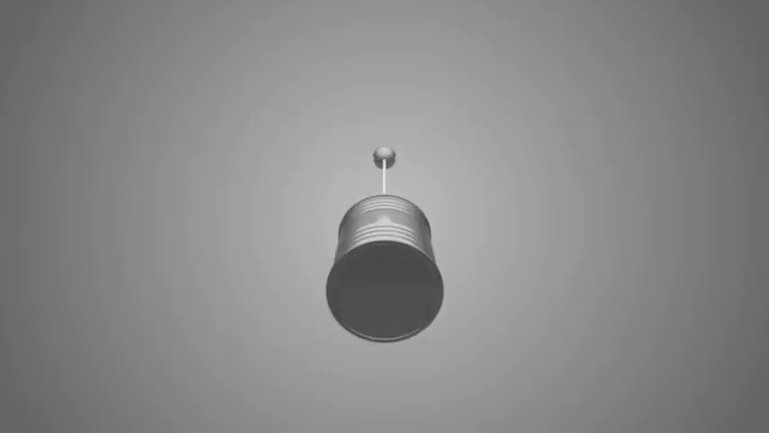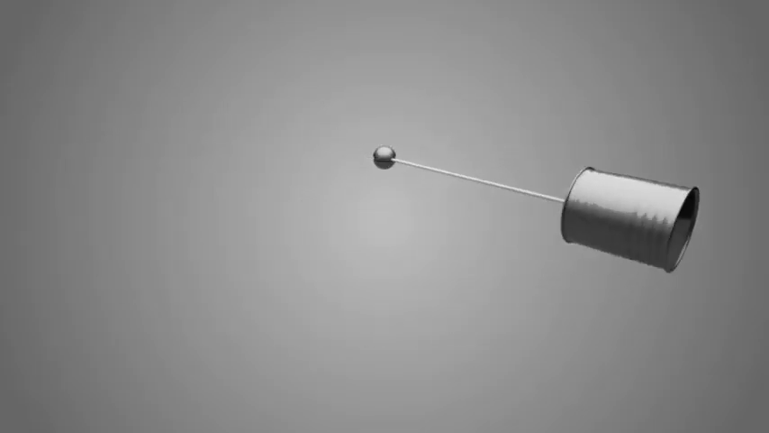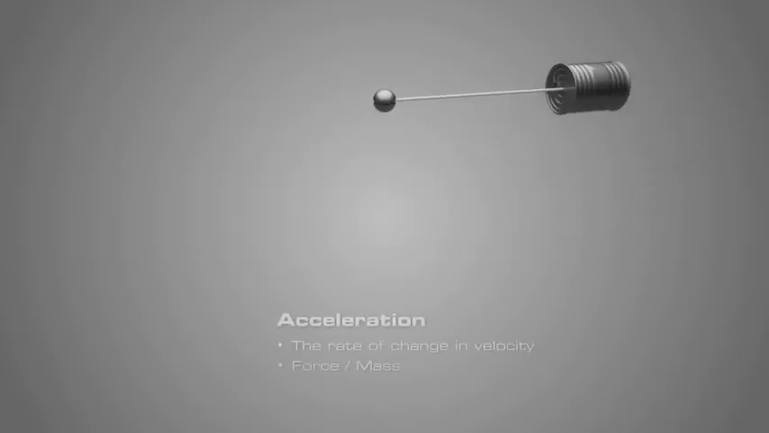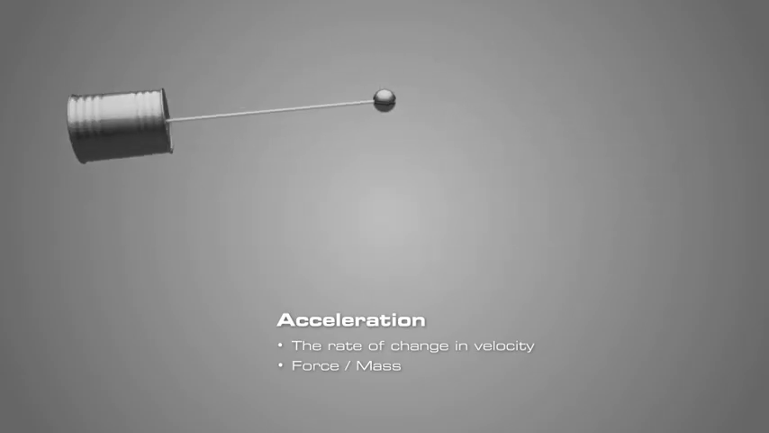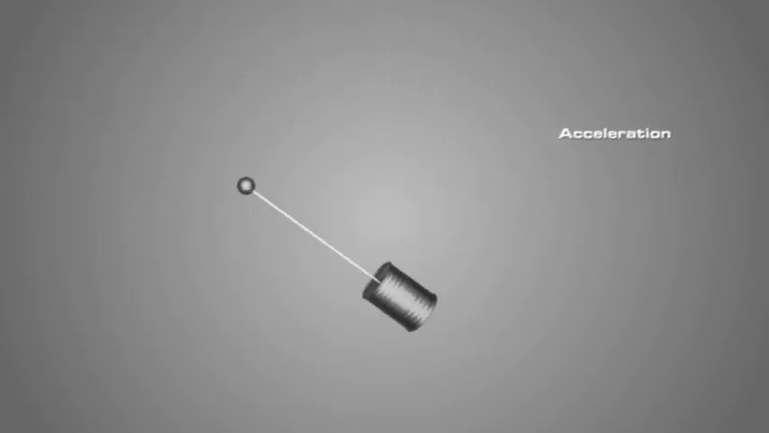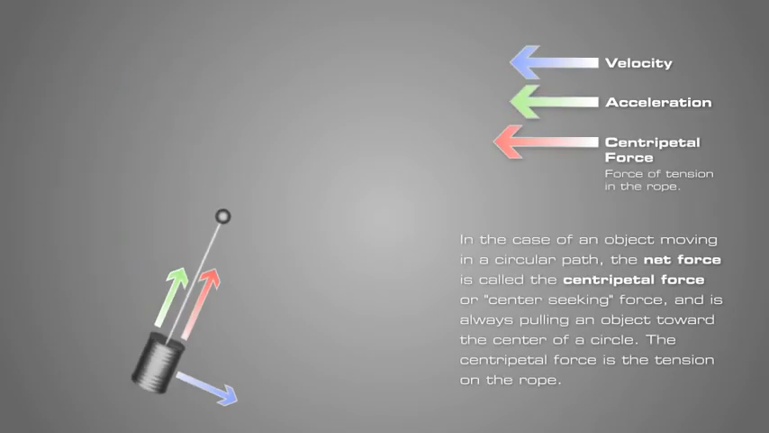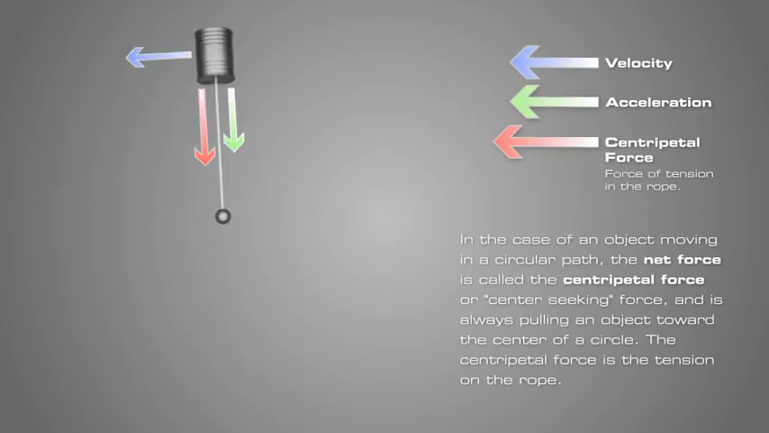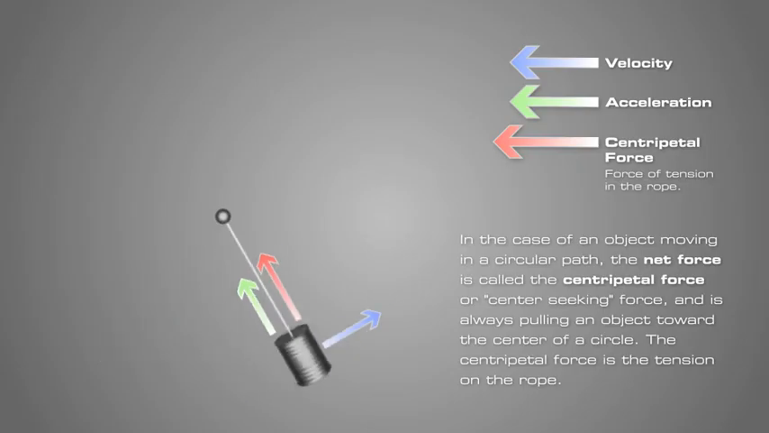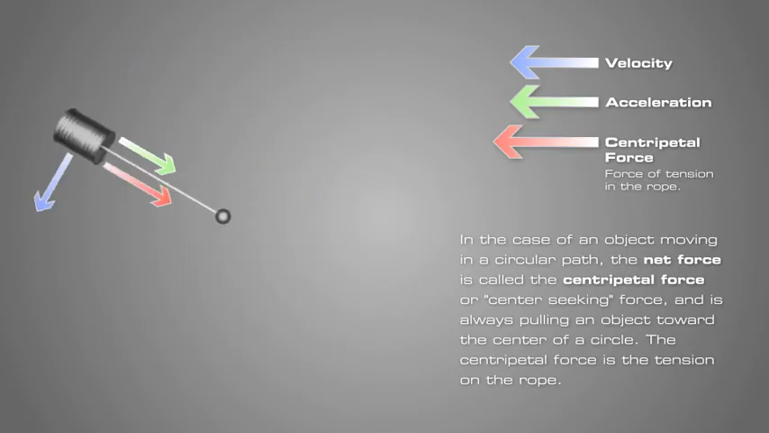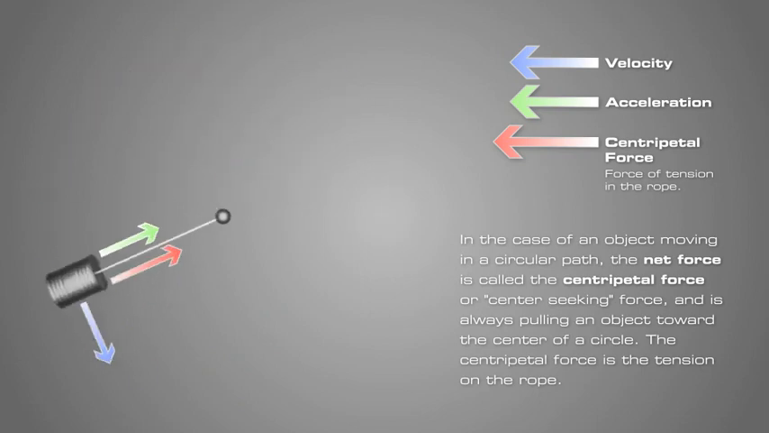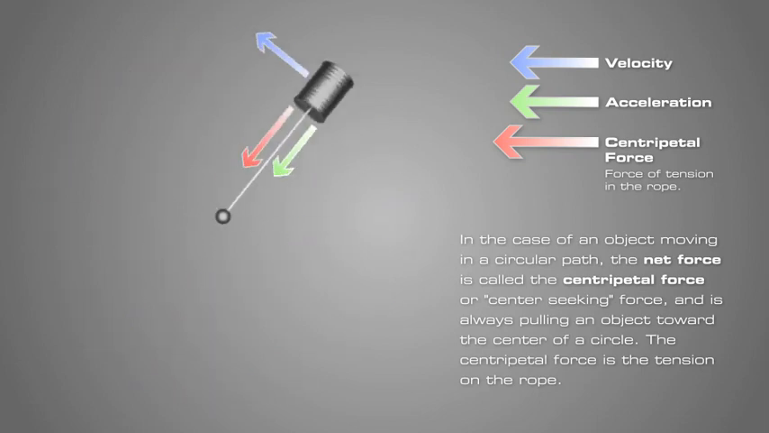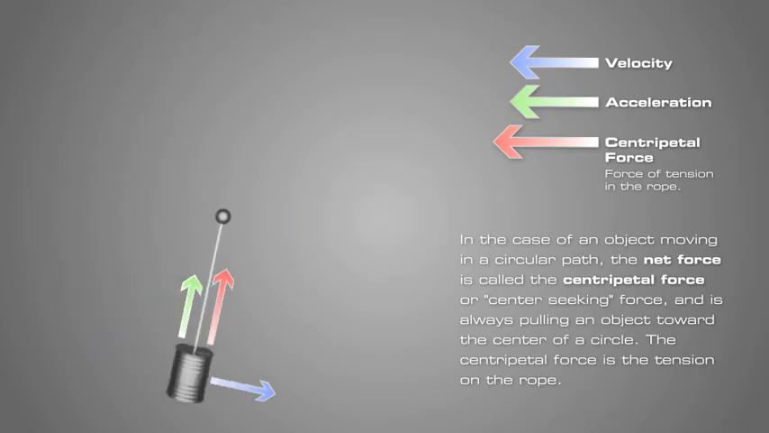Imagine swinging a rope around in a circle with a can attached to the end. The can is in a constant state of acceleration since its velocity is constantly changing due to its circular path. Acceleration of the can is caused by a net force acting on the object. In the case of an object moving in a circular path, the net force is called centripetal force, or center-seeking force, and is always pulling an object toward the center of a circle. Without this force, an object will continue moving in a straight line motion.